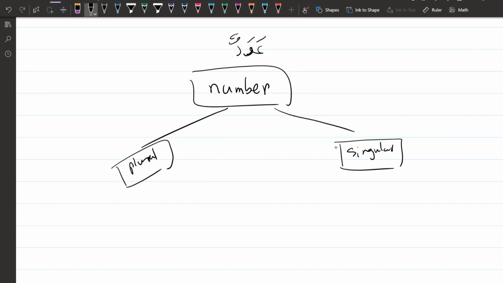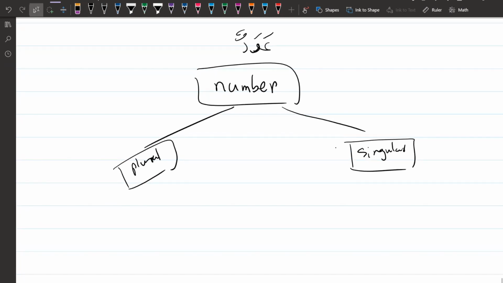Most of the things that we've studied so far, maybe with one or two exceptions, we've been dealing with singular nouns exclusively. Inshallah, today we'll learn about plural. And in Arabic language, we also have a dual. So the numbers in Arabic are actually divided into three sets.